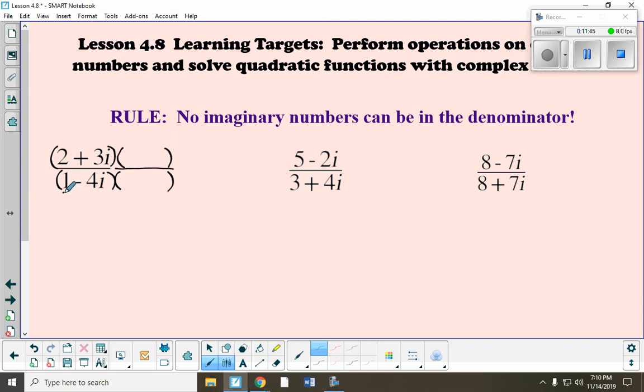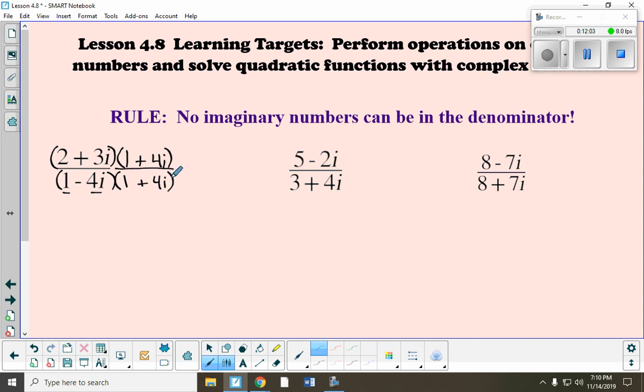The conjugate is the first and the last term, but you switch the sign. So 1 and 4i, but the sign switches. So if this is a minus, this is a plus. And you have to do the same thing in the numerator there, because this is equal to 1.